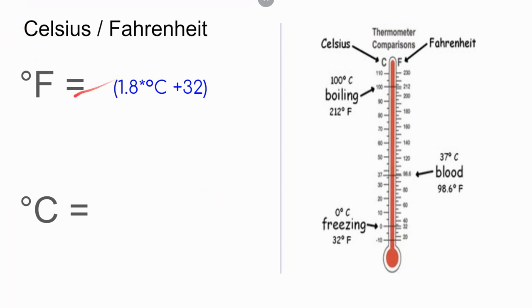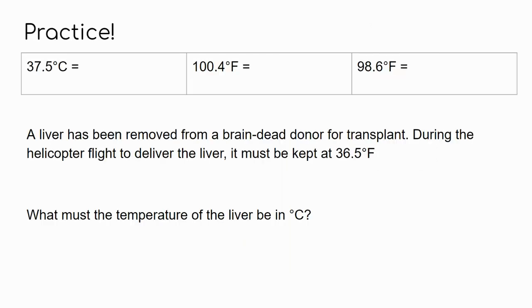Celsius into Fahrenheit. If I want Fahrenheit, I'm going to take my degrees Celsius, I'm going to multiply it by 1.8, and I'm going to add 32 to the number. One more time. I'm going to take my degrees Celsius, I'm going to multiply it by 1.8, and I'm going to add 32. If I want my answer in Celsius, then I take my degrees Fahrenheit. First, I subtract 32 from it, and then I multiply it by 0.56. You got those 2 formulas written down? Okay, so let's try it.